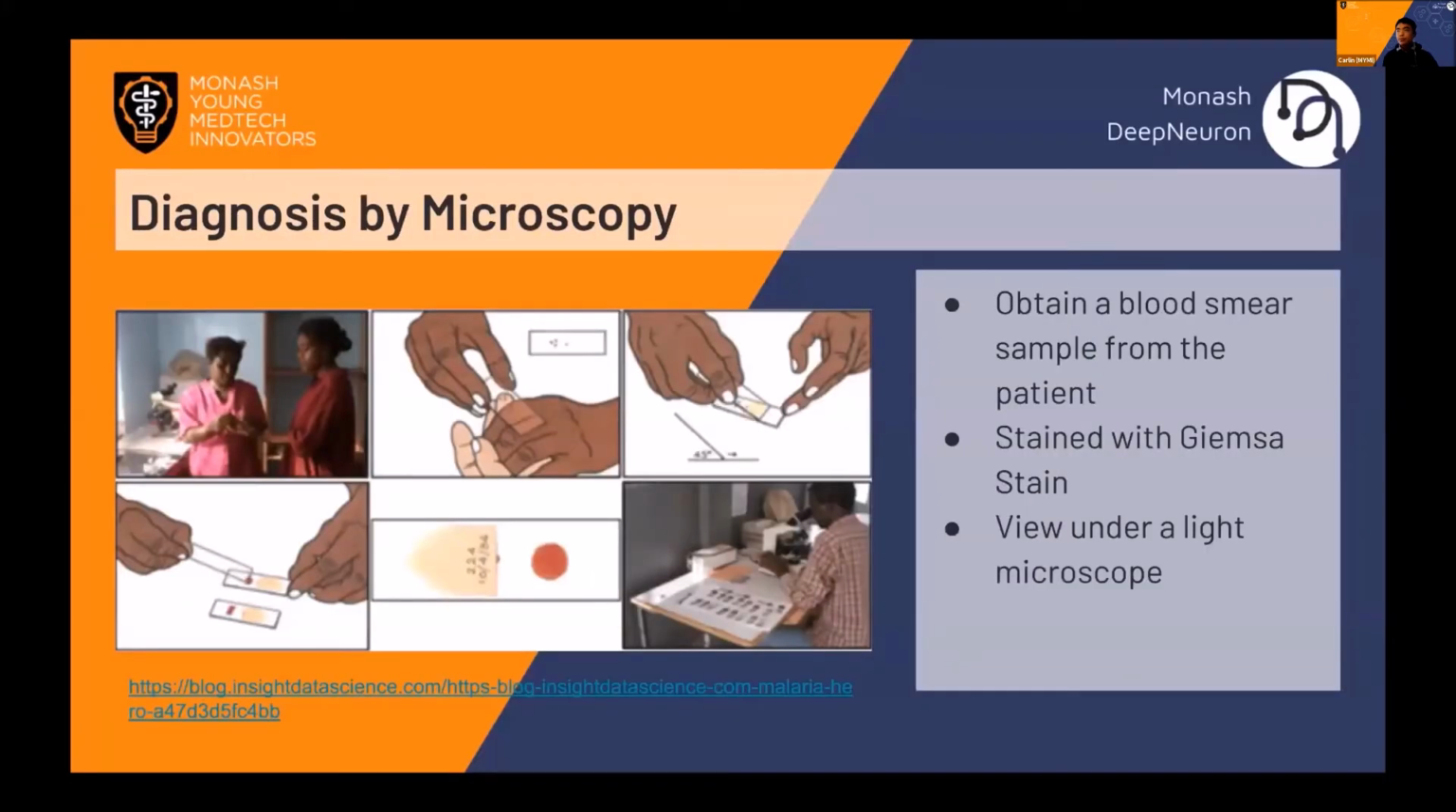So the process of this is that first we need to get a bit of blood, so that's usually through a skin prick. We then smear that blood onto a slide and then stain it with the stain. We then look at it under a microscope, and you can see that process here in the pictures.